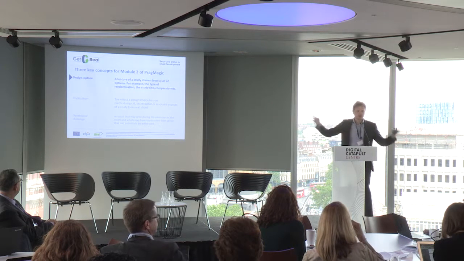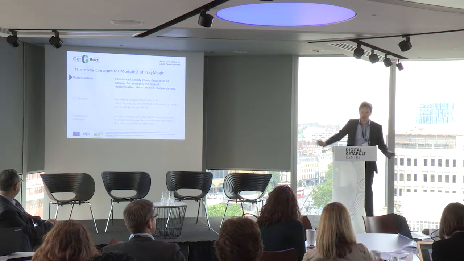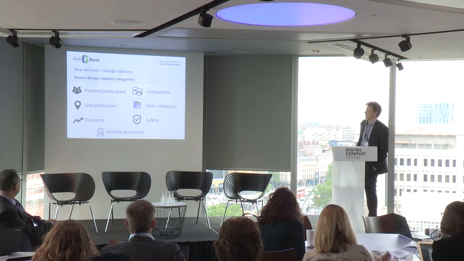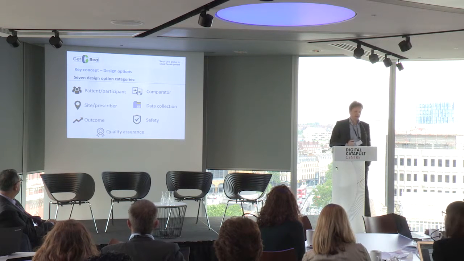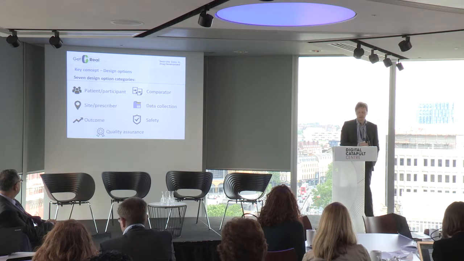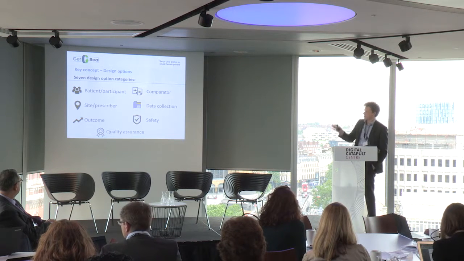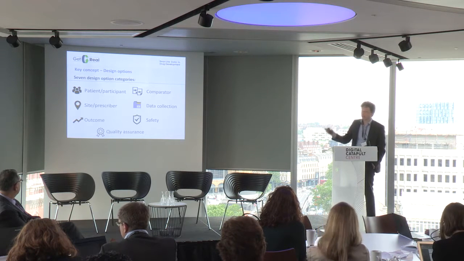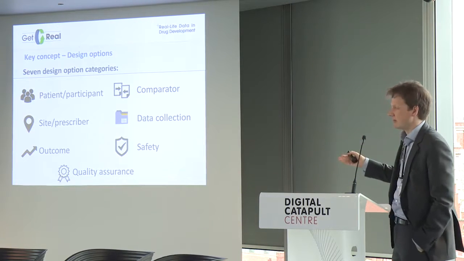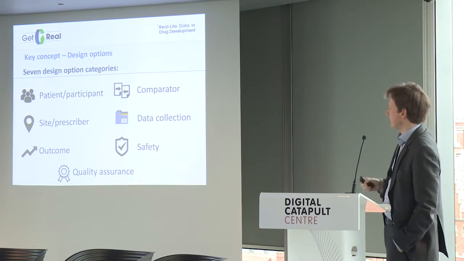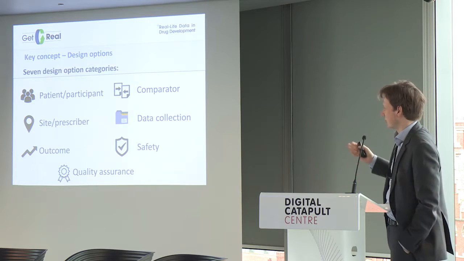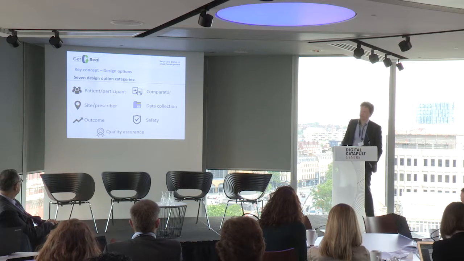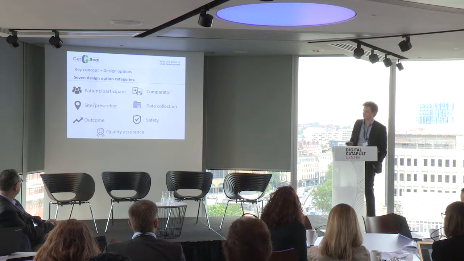And all those decisions, and when you think about a clinical trial, there are hundreds of those decisions that you have to make, fall under different categories of design options in our tool. So we identified 7 coming out of the background work that we have done, the interviews and the papers. So we have design options around patients, participants in the trial, the site, the outcome measure and the type of outcome, the comparator, the data collection, how is data collected, what are specific requirements, safety, and finally quality assurances. So these are the 7 design option categories.